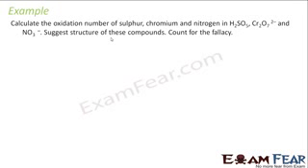We'll take some more examples. You have to find the oxidation number of sulfur, chromium and nitrogen in these. In fact, we'll find the oxidation number of all actually, and you have to suggest the structure of this compound, and we'll see if there is some fallacy. So let's start with H2SO5.